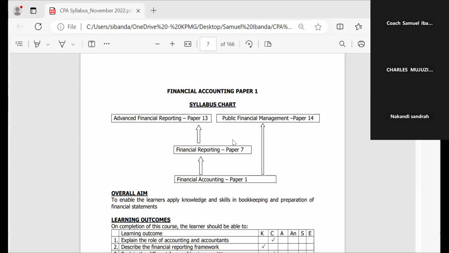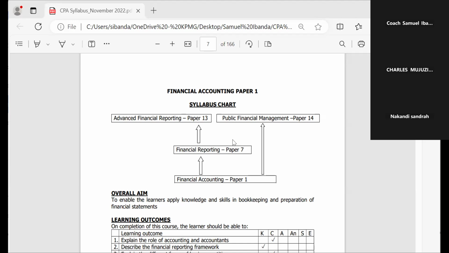To those that are joining us for the very first time, financial accounting is paper one of the CPA course. And as somebody who is preparing for exams in the next months, being able to understand this paper in and out is very important for you, either for CPA or any other kind of course.